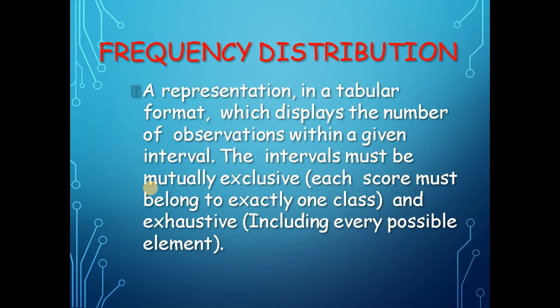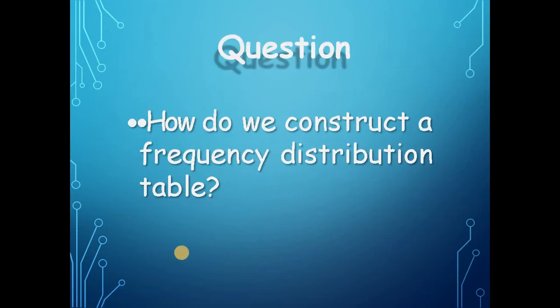So the interval must be mutually exclusive. When you talk about mutually exclusive, it means the score must belong to exactly one class, meaning the numbers will not be the same in the other class. You should only see the number once, okay, and exhaustive, including every possible element. So we will include the numbers in every class as we can. So how do we make the frequency distribution table?